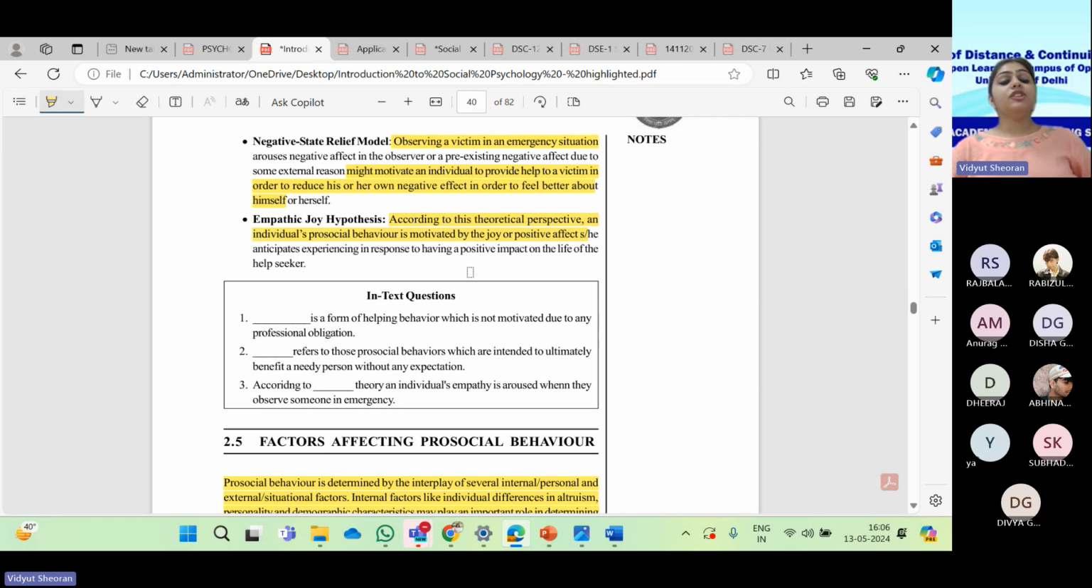Then comes the empathic joy hypothesis. According to this theoretical perspective, an individual's pro-social behavior is motivated by joy or positive affect. So we end up helping someone because we also feel good after we have helped. We have that joyous feeling that yes, we have done something good for ourselves and for others.